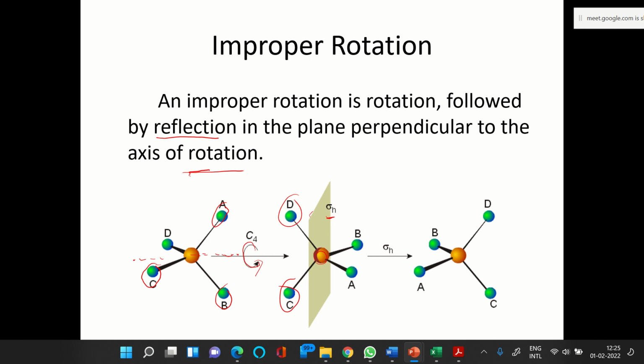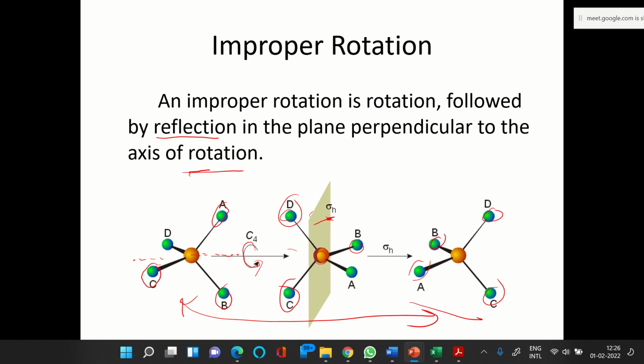So when you perform this operation, A and B will come to this side, left hand side of this sigma h plane. So A and B here, and D and C go there. So now the appearance of this is unchanged. If you compare these two, they look the same, almost the same. So the appearance is unchanged.